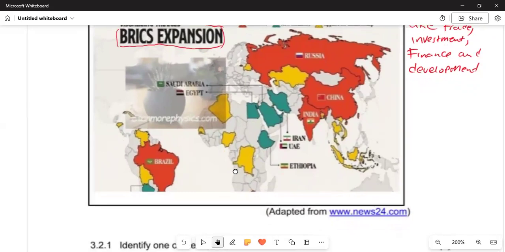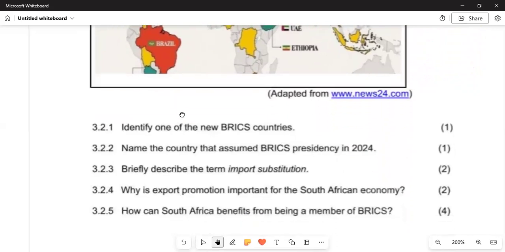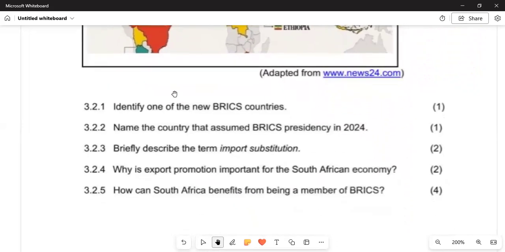So now let us move on and try by all means to go and answer the questions. As you can see, here are the countries that are shown here. The first question says, identify one of the new BRICS countries.